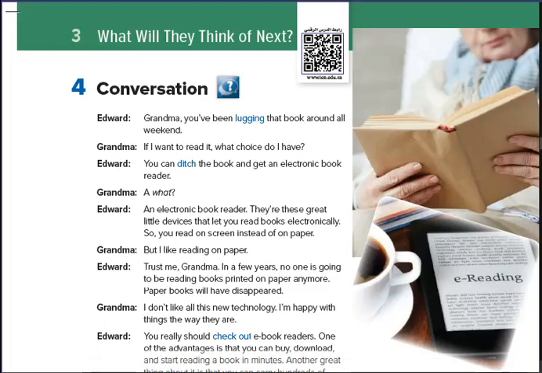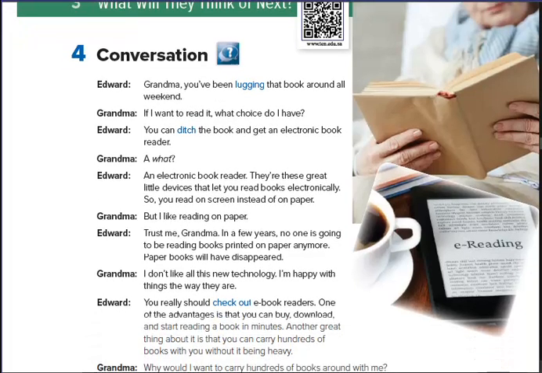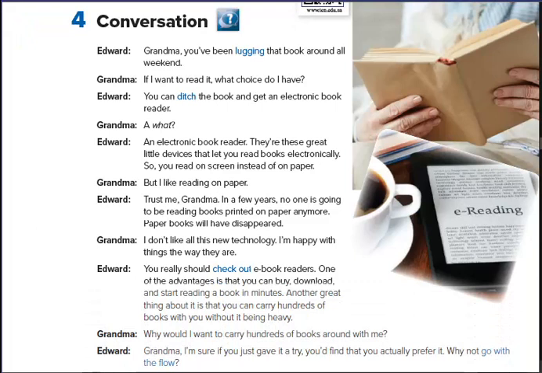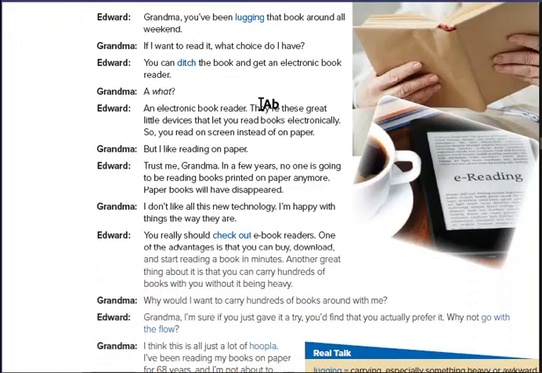Grandma, you've been lugging that book around all weekend. If I want to read it, what choice do I have? You can ditch the book and get an electronic book reader. A what? An electronic book reader. They're these great little devices that let you read books electronically. So you read on screen instead of on paper. But I like reading on paper. Trust me, Grandma. In a few years, no one is going to be reading books printed on paper anymore. Paper books will have disappeared. I don't like all this new technology.